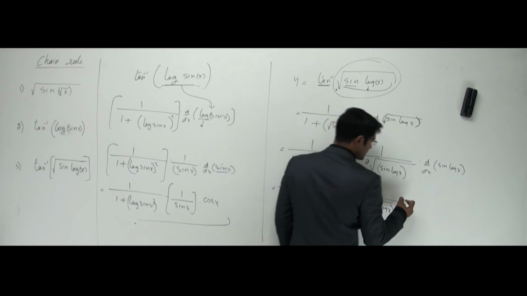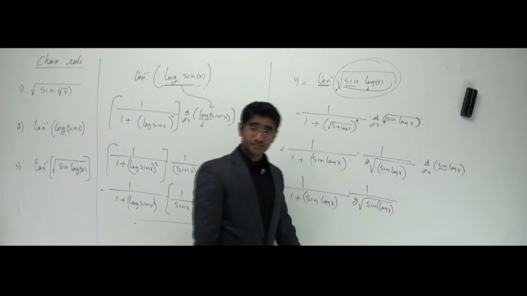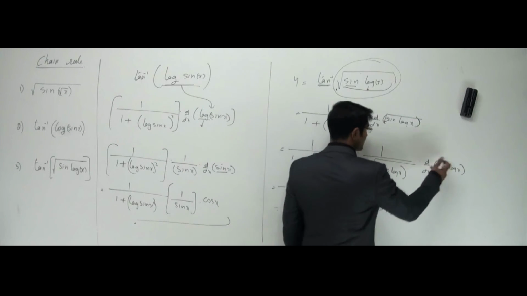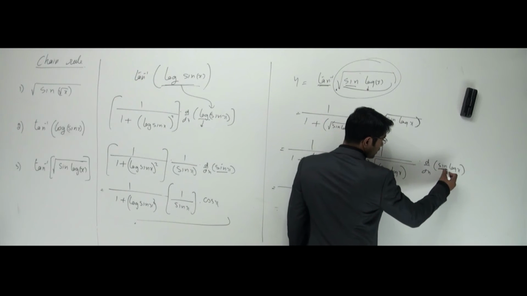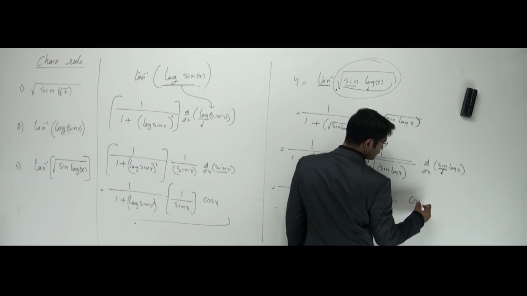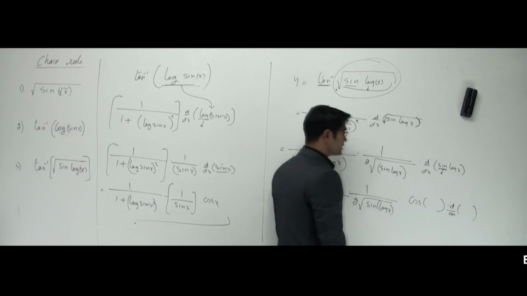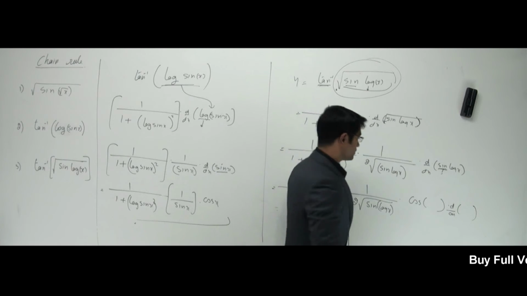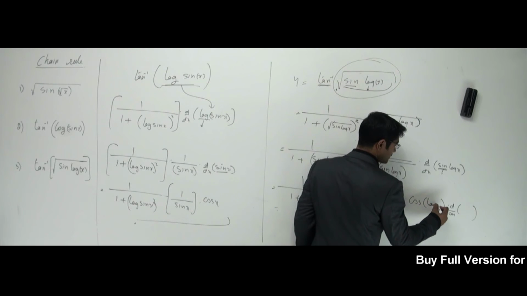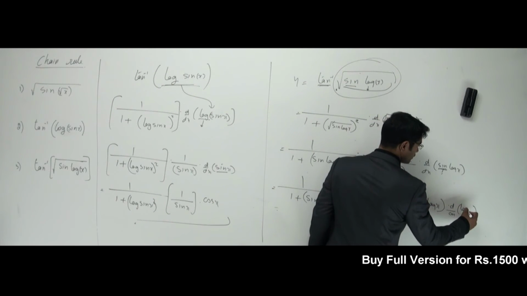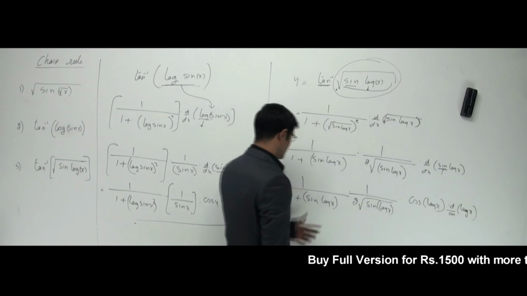Alright. So what is the next thing? How will I differentiate sine? If it is sin x, it is cos x. Now, if I have to differentiate only sine, it becomes cos of whatever function into differentiation of that function. So what is inside sine is log. So that becomes cos of log x into differentiation of log x. That's all about it.